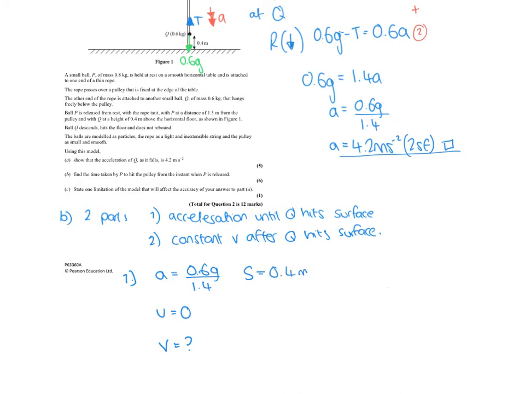So then we're going to use v squared is u squared plus 2as and solve that for v. And for now, let's keep it as an exact answer. So we know, whilst it moves at 0.4 meters, it gets up to a velocity of 2 root 21 over 5.